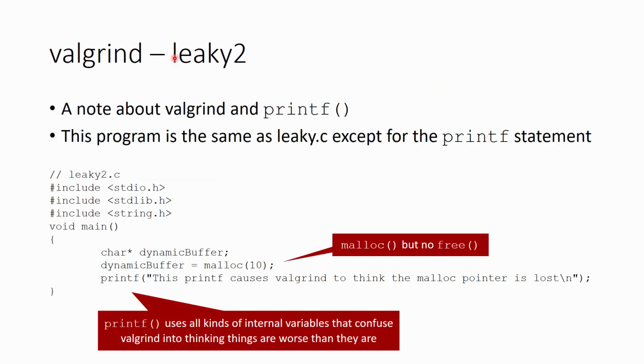Alright, so here we have leaky 2. This is a separate version, and this is going to be a note about using printf and a lot of the standard I/O library with valgrind. So this program is the same, except we have a printf statement down here. And what happens here is that printf, being part of the standard I/O library, being non-reentrant, uses all kinds of internal variables that confuse valgrind into thinking that things are way worse than they actually are.